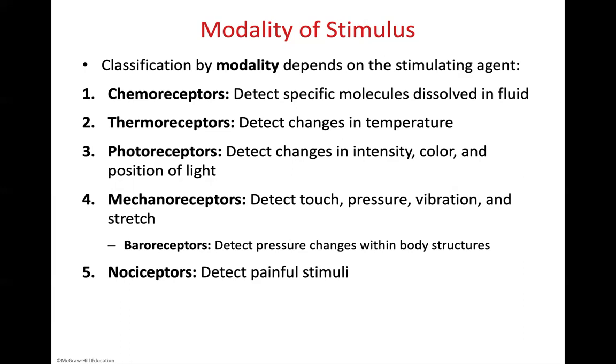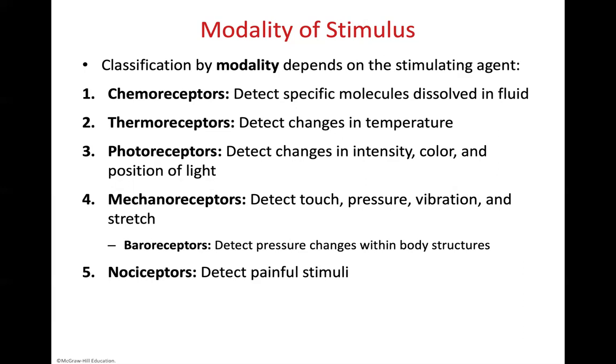Thermoreceptors detect any changes in temperature. So you have thermoreceptors for hot and for cold, and these are located throughout the skin. Photoreceptors detect light, so they detect changes in the intensity and color and position of light. These are found in the eye.